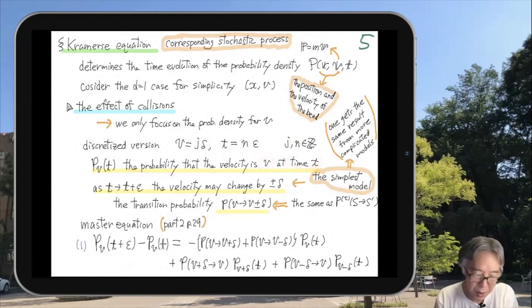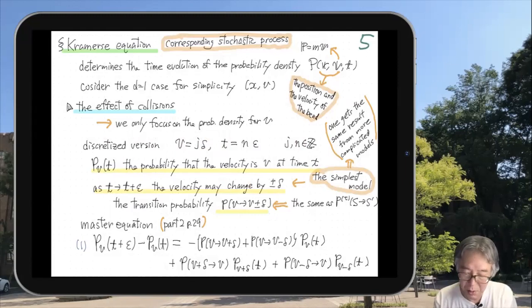And then as time is discrete, as time t changes to t plus epsilon, we assume that the velocity may change. Velocity may not change, but if it changes, it only changes by plus delta or minus delta, the smallest units.